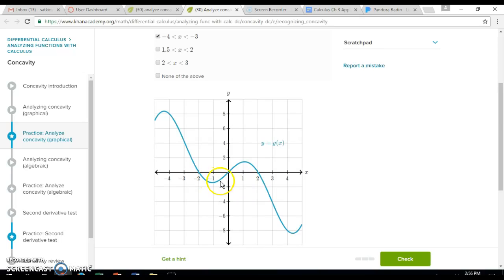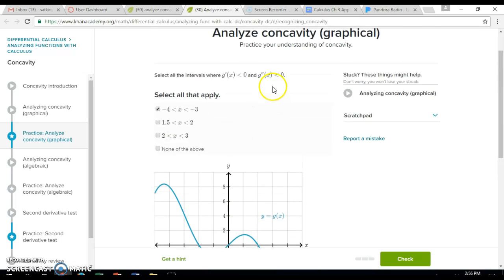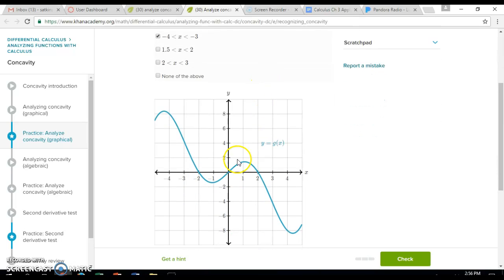So here's where it's concave up, and that's not what the question is asking. The question is asking for concave down. So somewhere around here, it changes to concave down, okay? But in this interval, it's increasing, and again, that's not what the question is asking. Somewhere around 1, maybe a little bit past 1, it's decreasing, right, and concave down. And 1.5 to 2, that one works also.